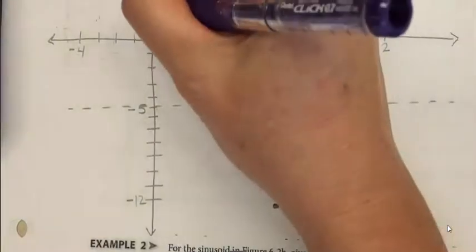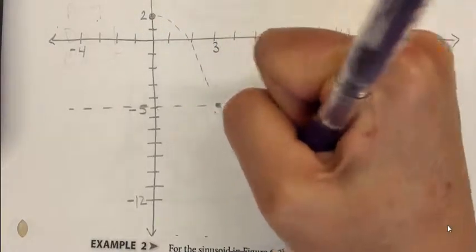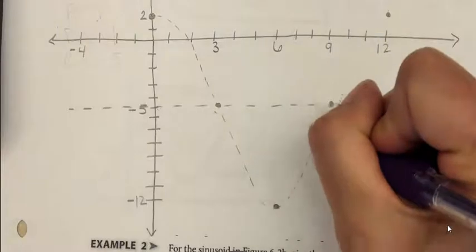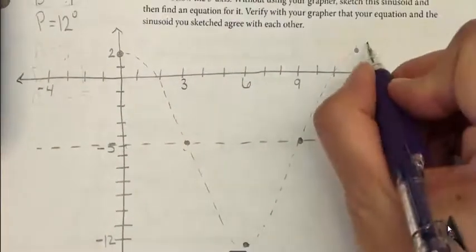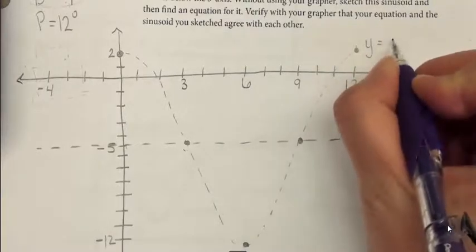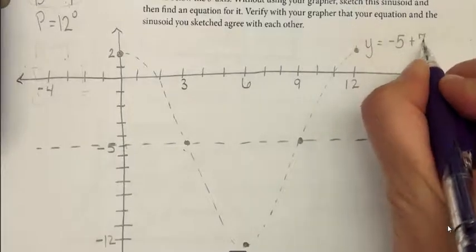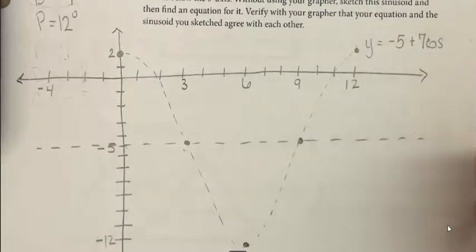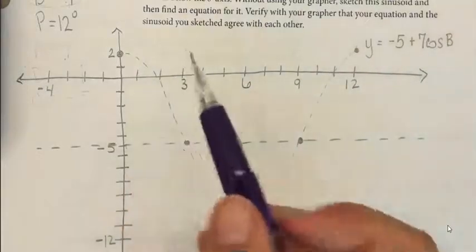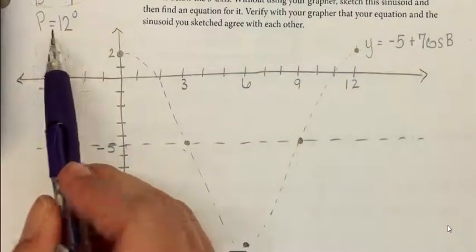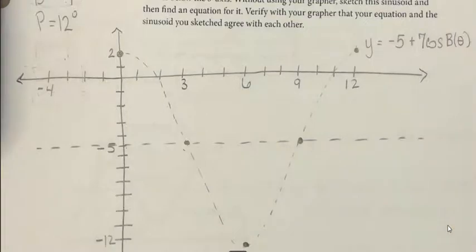So this graph right here, I'm not going to actually highlight this too much. But this graph is y equals -5 plus 7 cosine, we haven't found our b. We'll figure out what that is. But I did use the fact that my period was 12 of theta. No horizontal shift yet.